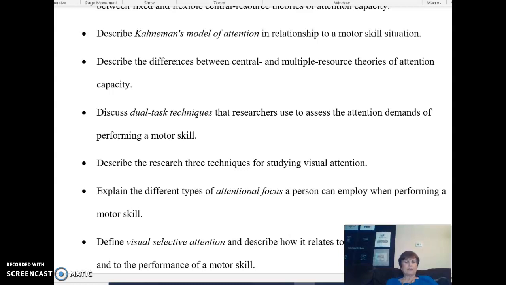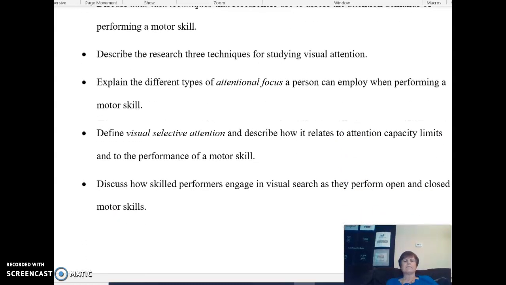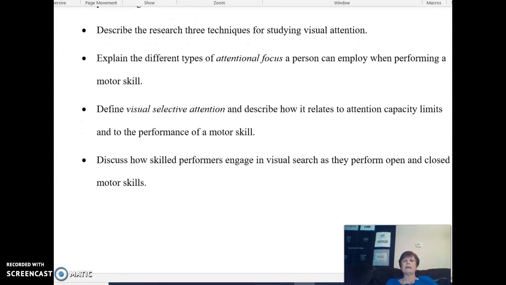The second part of chapter 9, we talked about visual attention and how we study visual attention. And if you remember, we dealt with eye movements, which again is not the best way because it doesn't really record peripheral, but it is a way that we do study visual attention. Temporal and occlusion. So go back to the textbook and review those 3 techniques that we use to study visual attention.